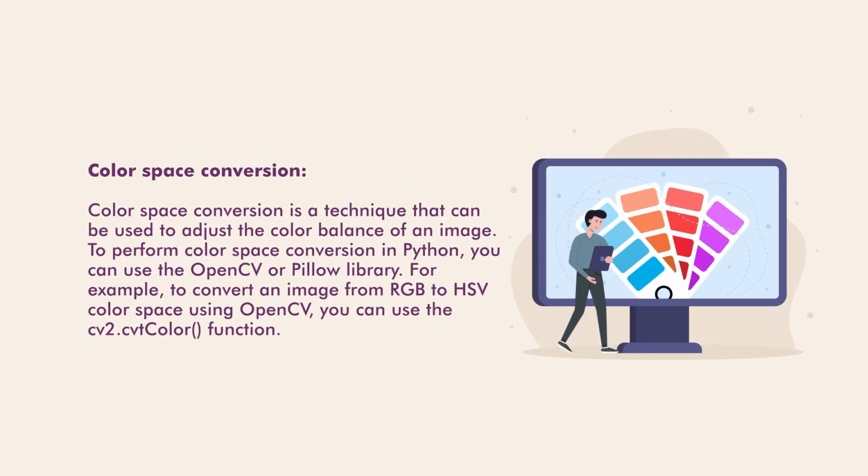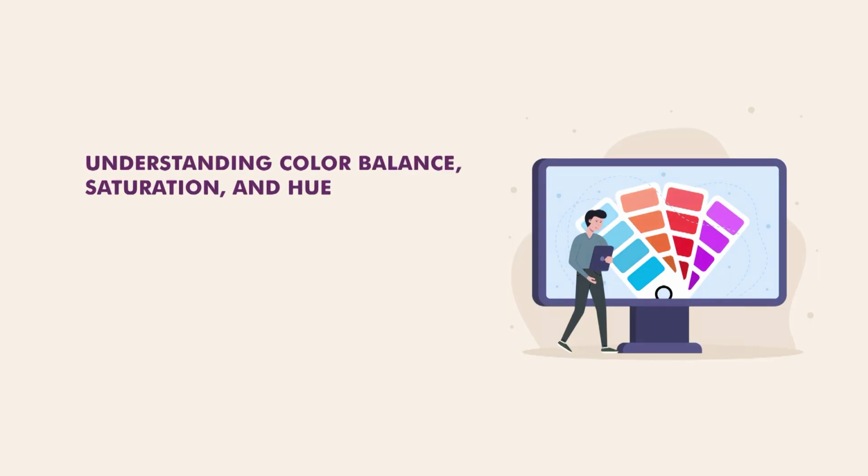Next one is color space conversion. Color space conversion is a technique that can be used to adjust the color balance of an image. To perform color space conversion in Python, you can use the OpenCV or Pillow library. For example, to convert an image from RGB to HSV color space using OpenCV, you can use the cvtColor function. We'll see further in the next lecture how to use color spaces and what the different types of color spaces are. So, understanding of color balance, saturation and hue is very important.